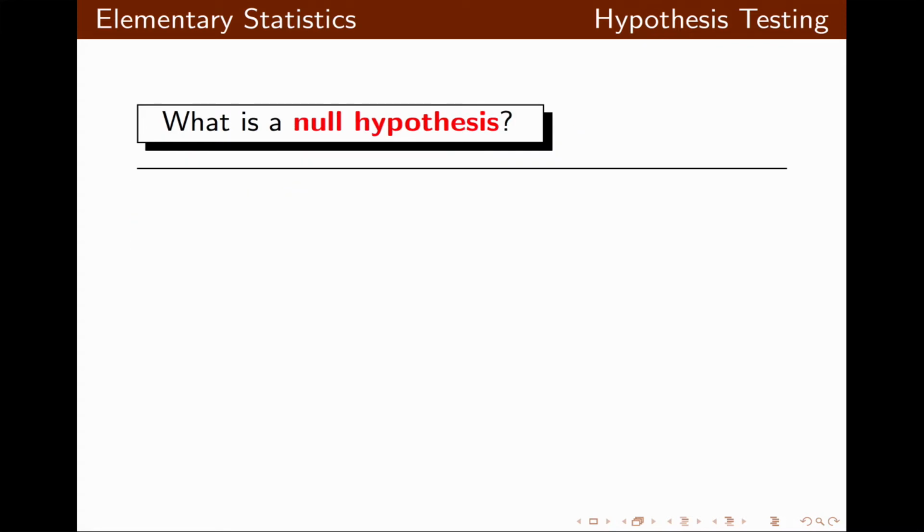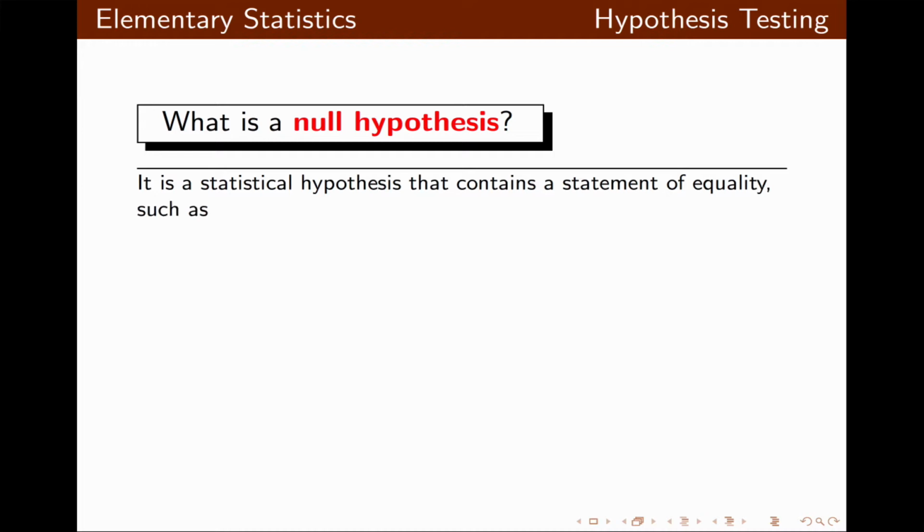What's a null hypothesis? It's a statistical hypothesis that contains a statement of equality, such as less than or equal to, greater than or equal to, or simply just equal. It is common to use H0 to show null hypothesis.